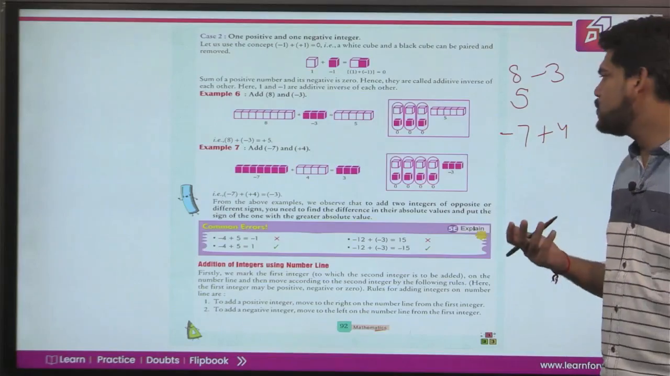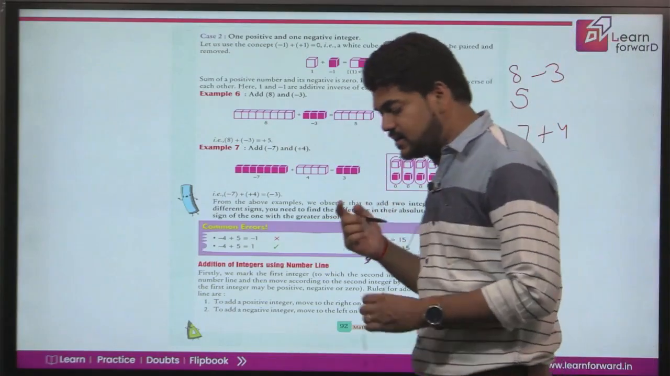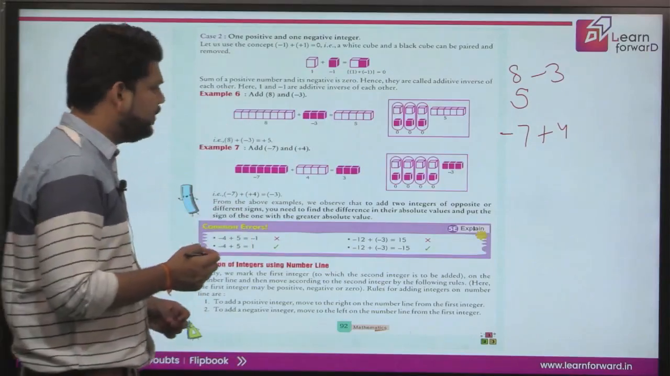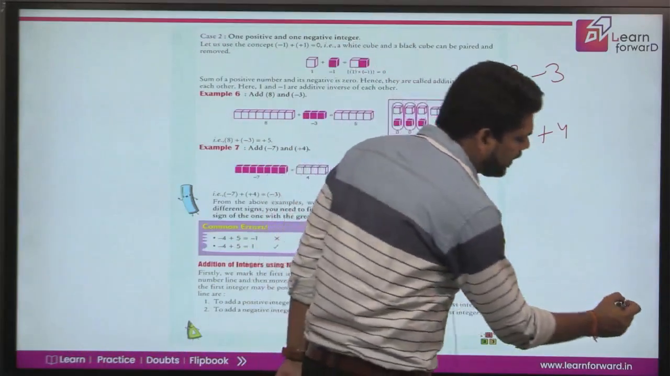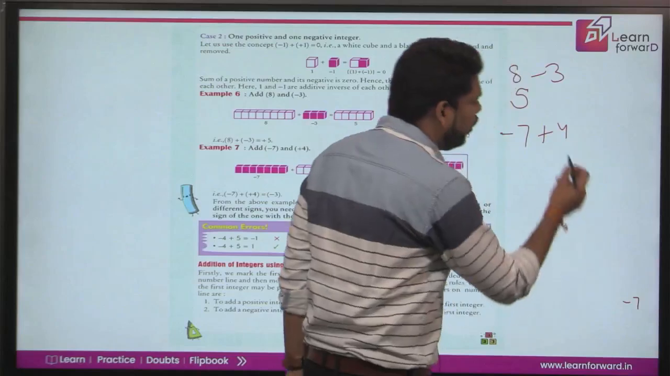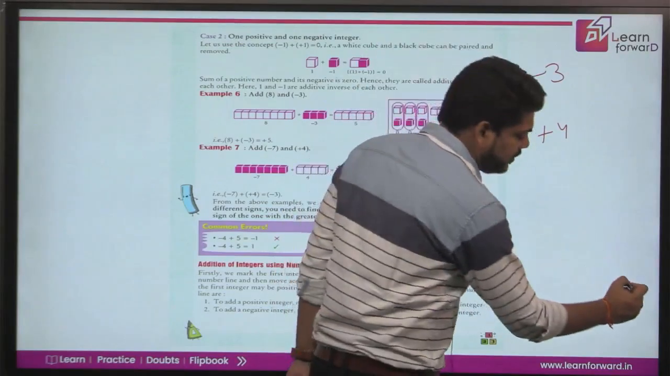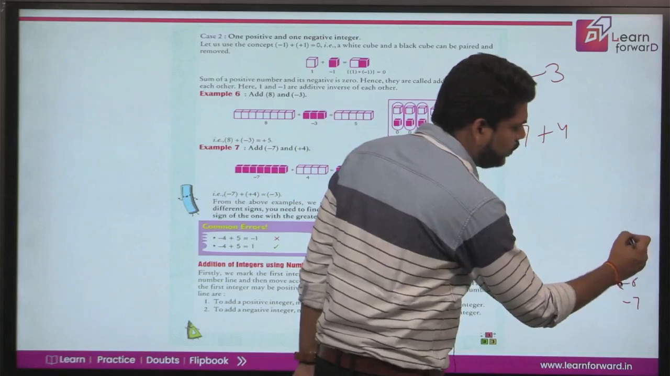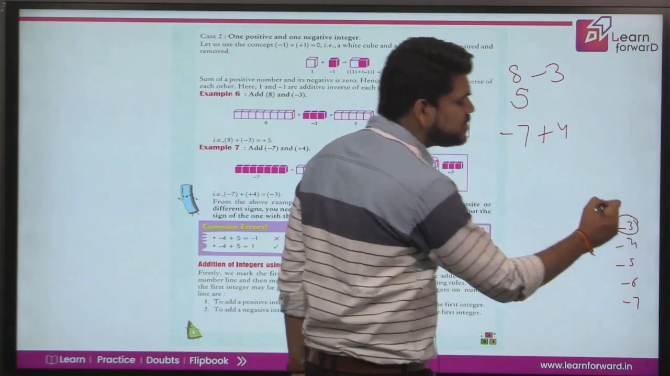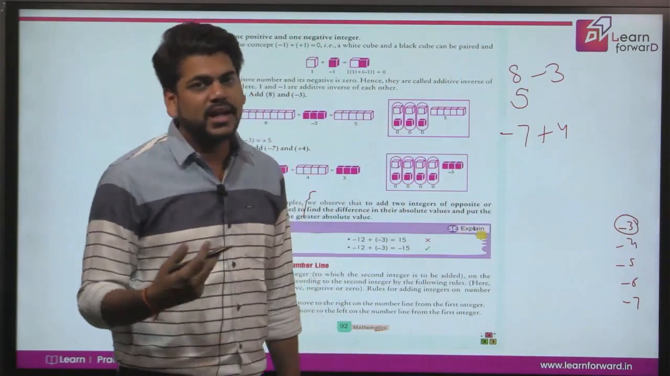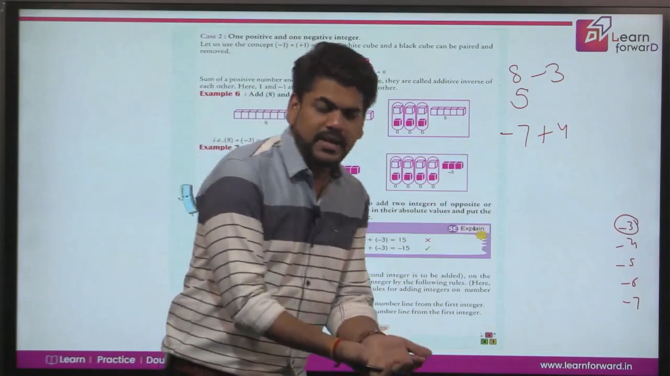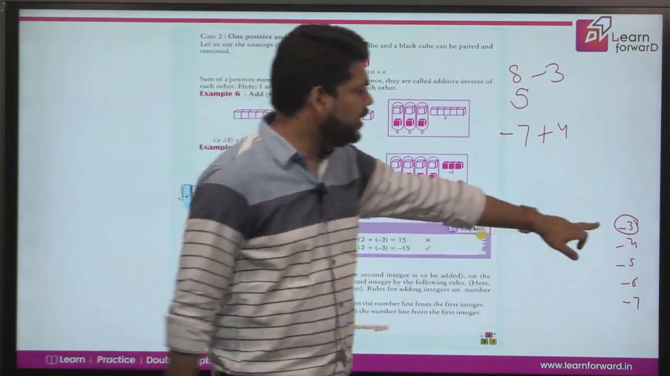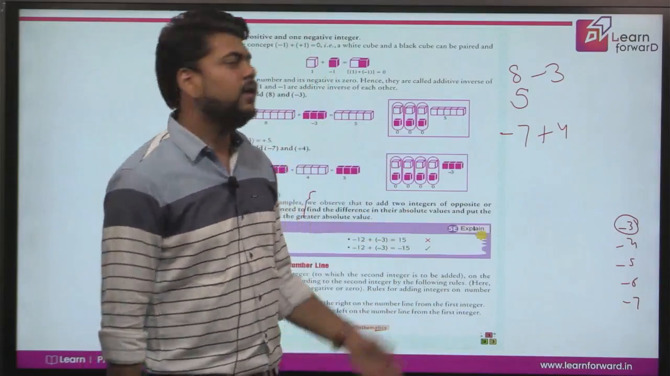Minus 7 plus 4. Again, let us see how the answer comes up and how we can solve it. Let's suppose you are on floor minus 7. You want to go 4 floors above. That means minus 6, minus 5, minus 4, minus 3. Where will you reach? Minus 3. Practically also you are understanding. You are on the minus 7th floor and you want to go 4 floors above, where will you reach? The minus 3rd floor. Now how do we solve this?